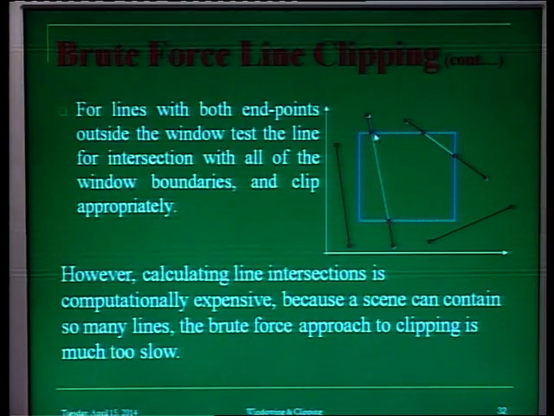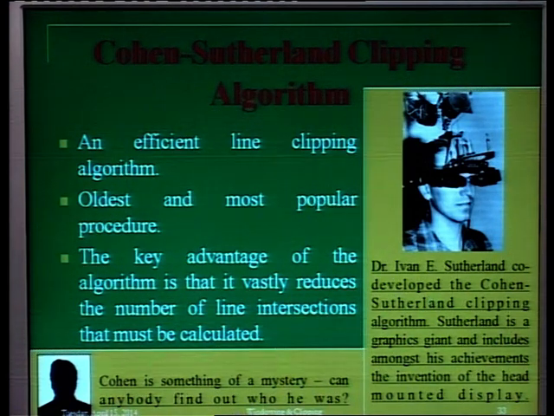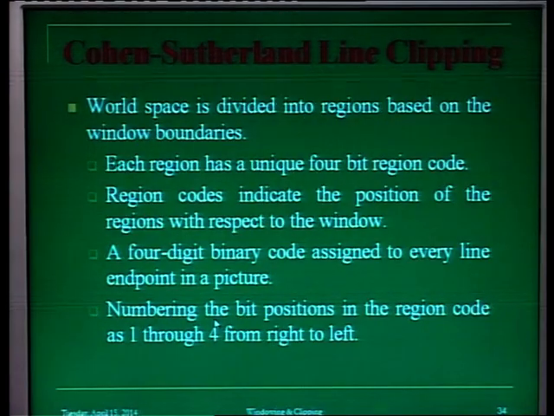However, calculating these line intersections is computationally expensive, because a scene can contain so many lines. The brute force approach to clipping becomes very slow. So, the next clipping algorithm is superior and efficient, and this is the oldest and most popular procedure for line clipping. The key advantage of this algorithm is that it vastly reduces the number of line intersections that must be calculated compared to brute force. So, there is no time consuming. This is a direct method.